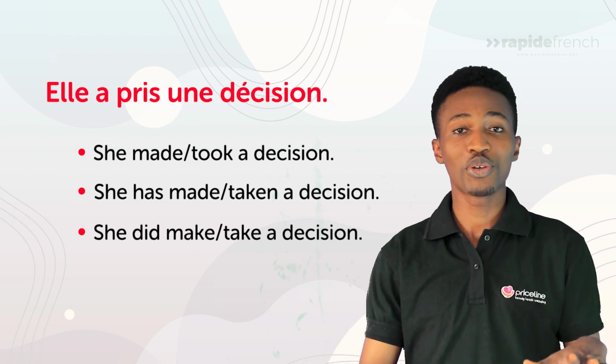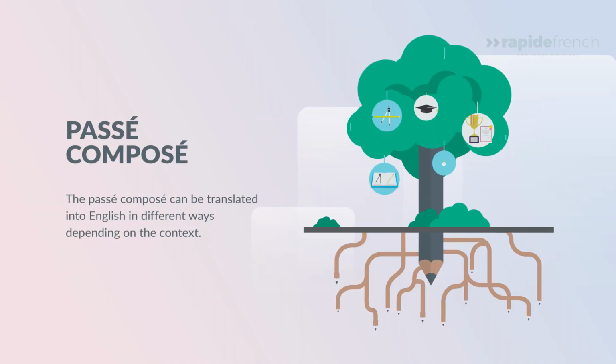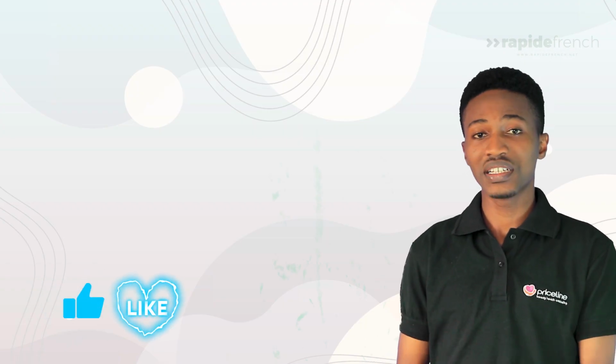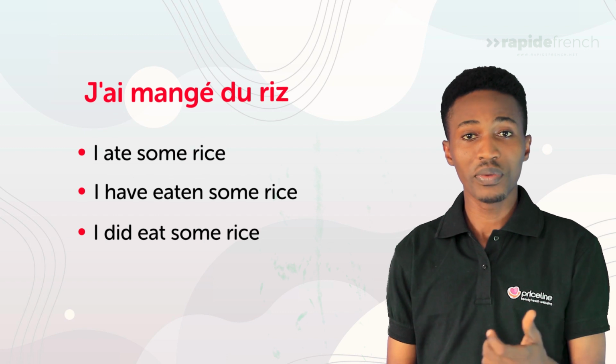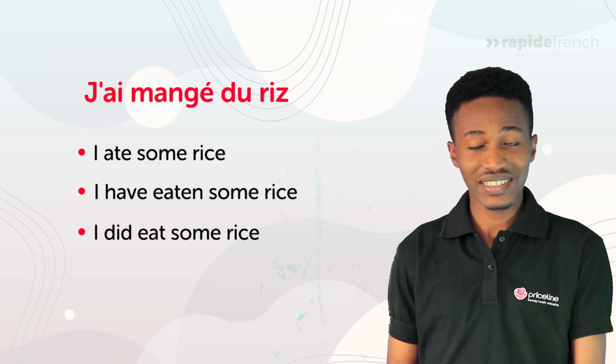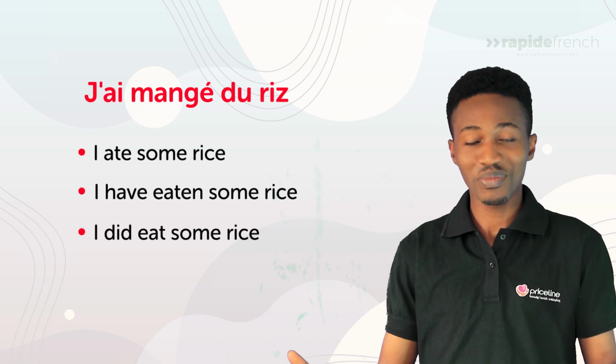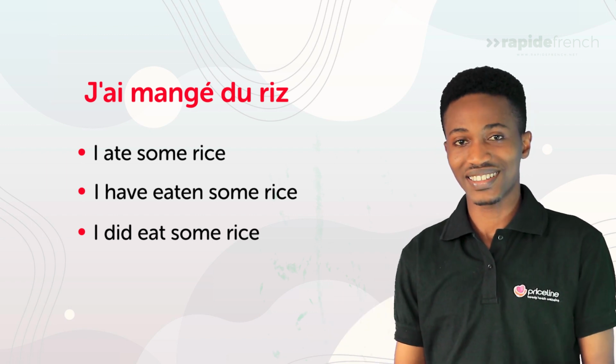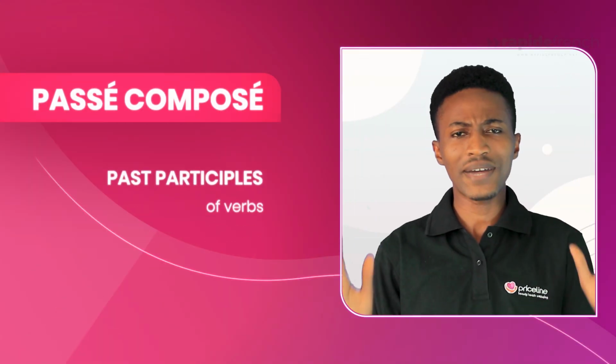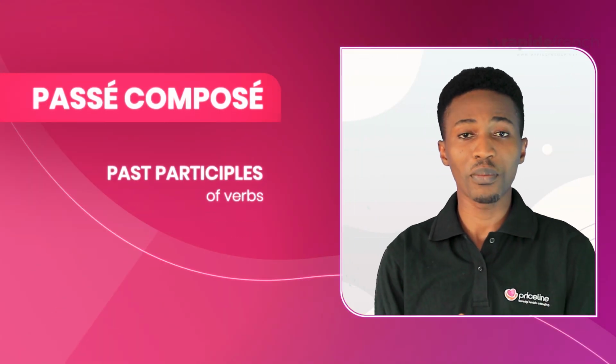Okay, so the next time you want to translate any expression in French, you have it at the back of your mind that this does not just mean she made a decision. It could mean to have done something. So j'ai mangé du riz could be I ate rice, could mean I have eaten rice, and it could also mean I did eat rice. C'est bon? Bravo.